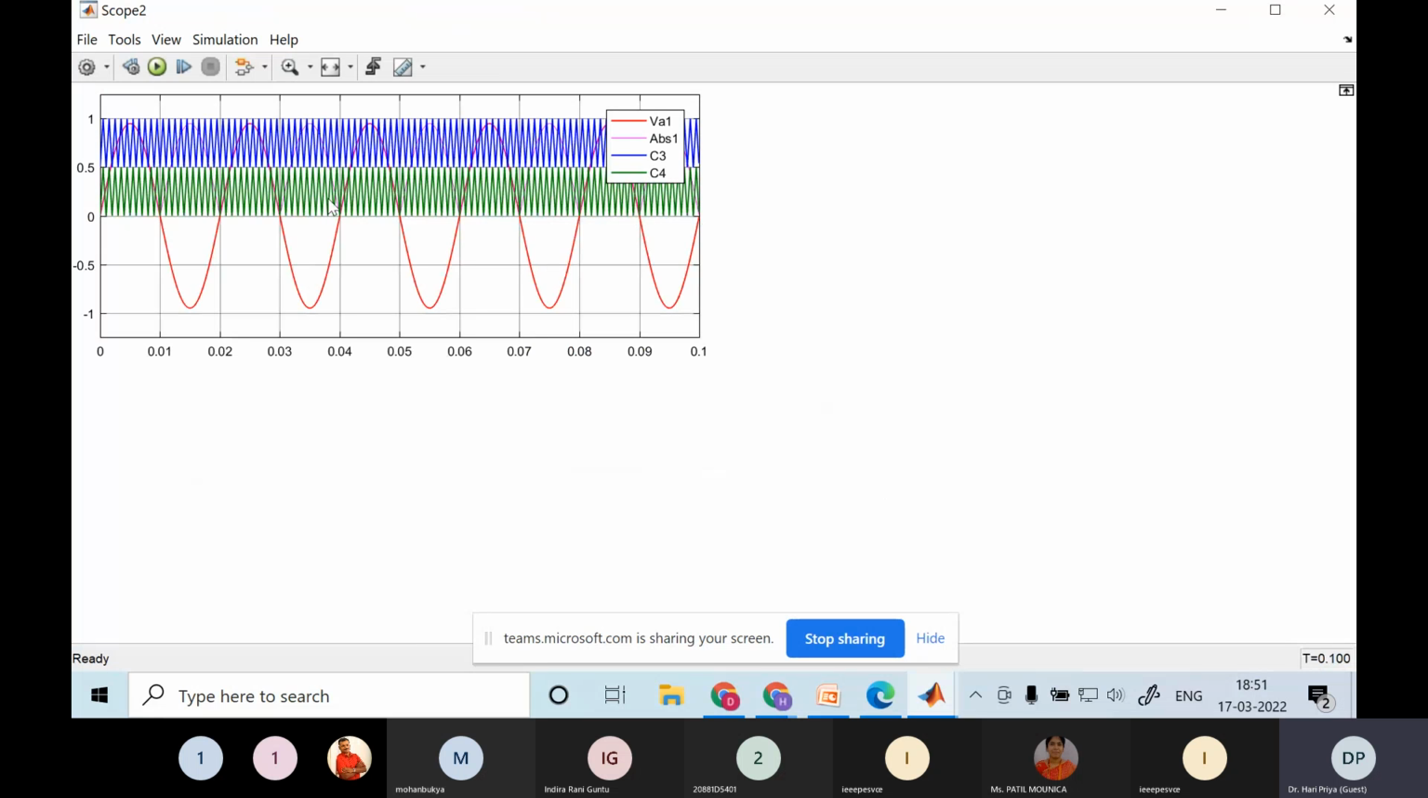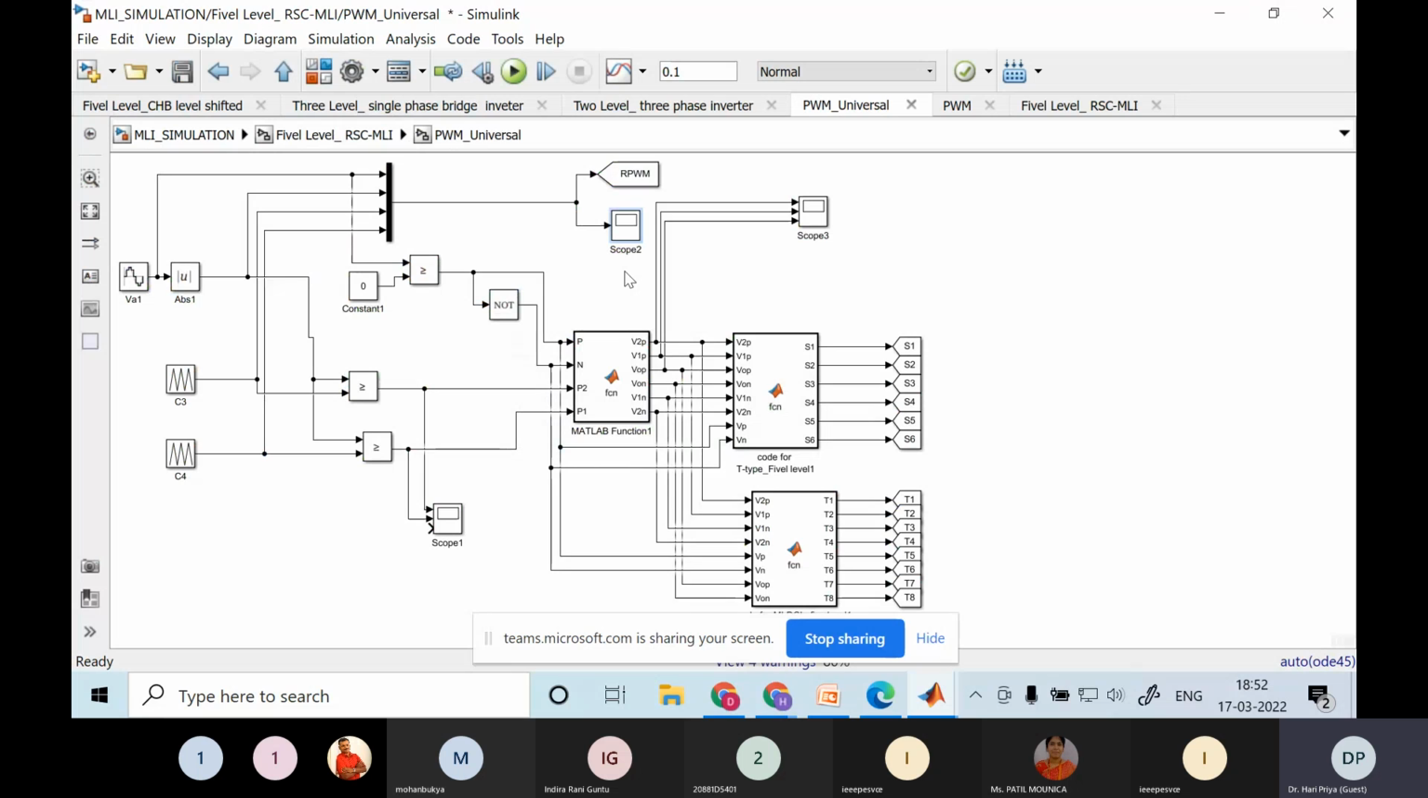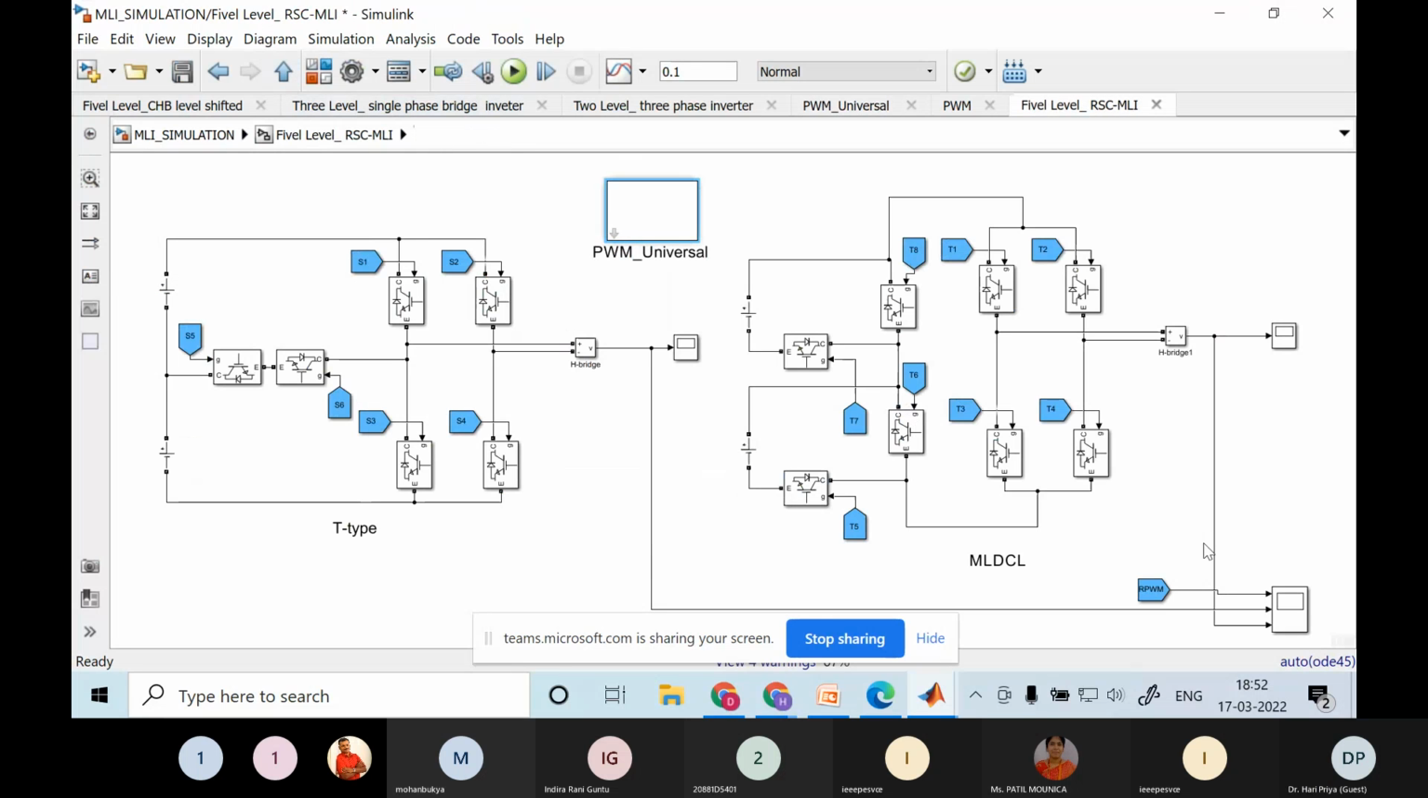It is a reduced count where you are using 2 carriers. These carriers are taken depending upon the voltage magnitudes that are required. In this case, the voltage magnitudes are V and 2V. I'm not bothered about polarity because I'm using the same pulses in the second stage also. So 2 magnitudes are required, and for that I am using 2 carriers. If 3 magnitudes are required, V, 2V and 3V, I'll use 3 carriers. So the number of carriers is (N minus 1) by 2. For 5 level, we use (5 minus 1) by 2, so 2 carriers. The same thing is given for the other configuration also.